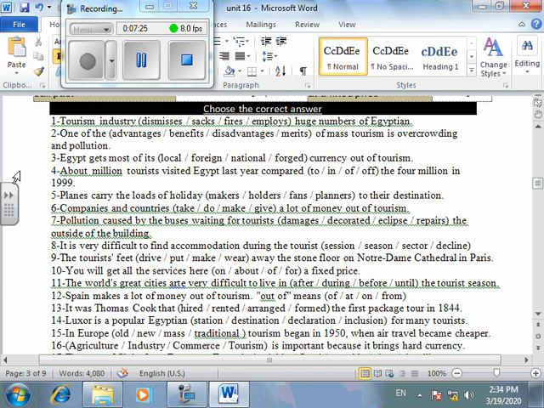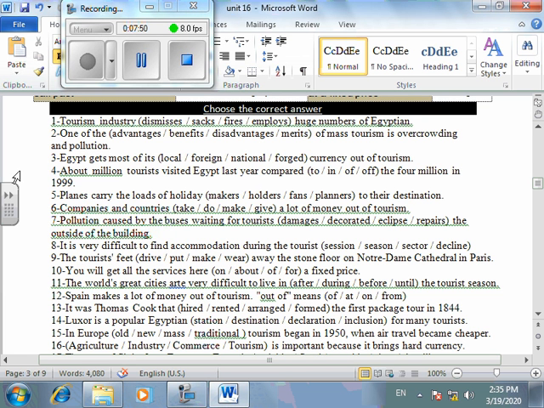Eleven, the world's great cities are very difficult to live in during the tourist season. Twelve, Spain makes a lot of money out of tourism. Out of means from. Thirteen, it was Thomas Cook that arranged the first package tour in 1844.